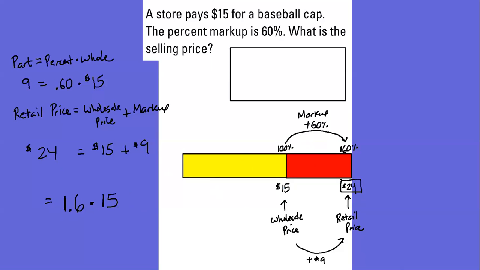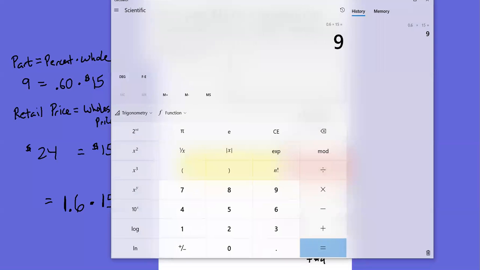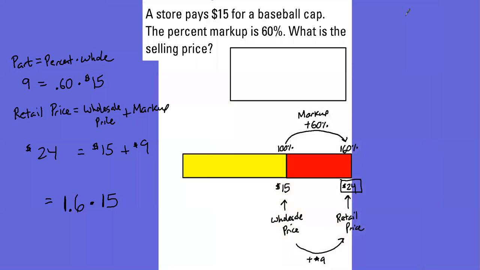So let's see that work out with my calculator here. I'm just going to clear this off. 1.6 times 15. And notice that we go directly to the $24 for my retail price.